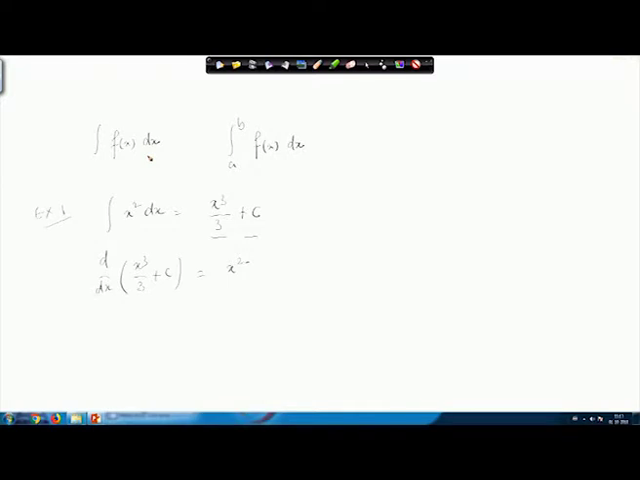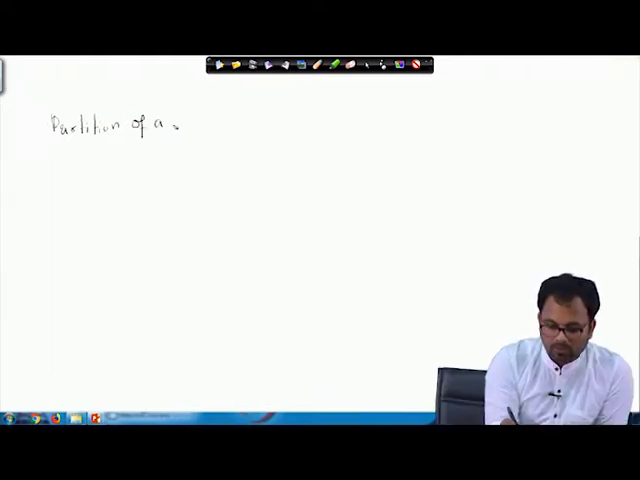Now we will look into the Riemann integral. Those integrals were quite simple, where you had to find the function whose derivative is f(x). In the Riemann integral, we will look at integrals in a slightly different way, and we will start first of all with the partition of a set.